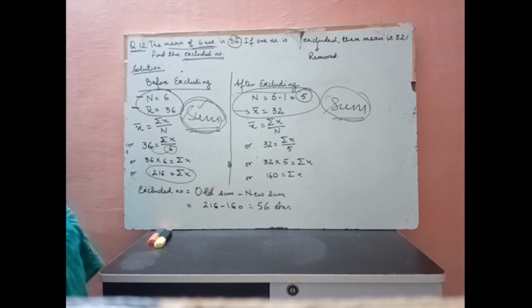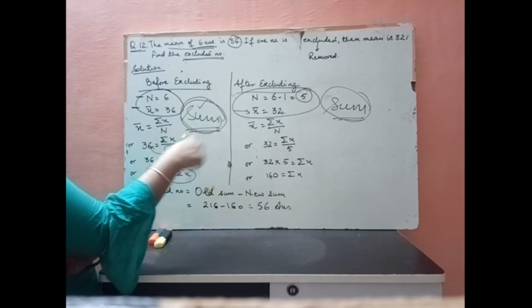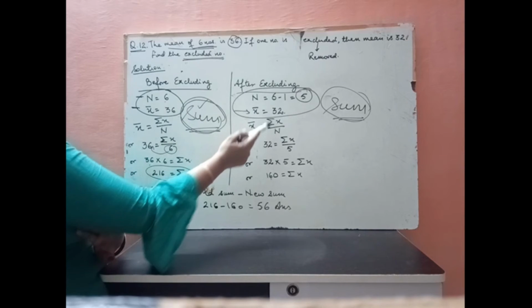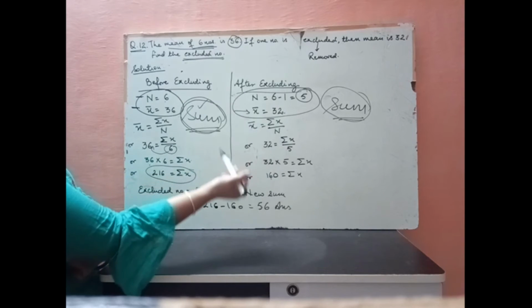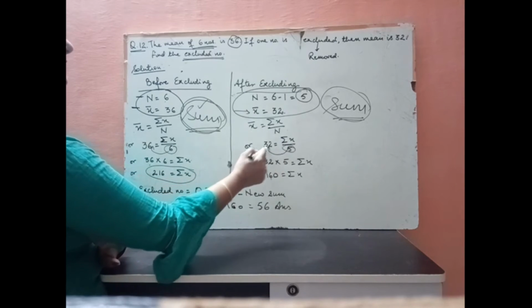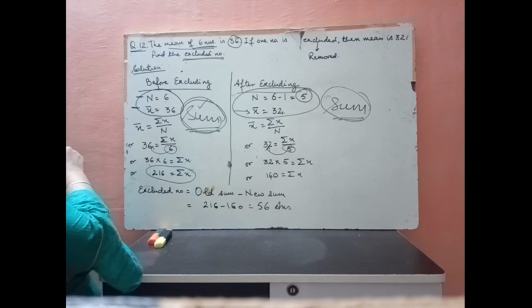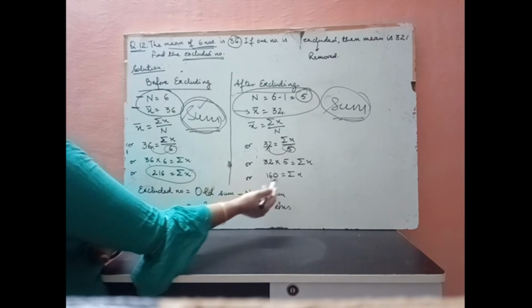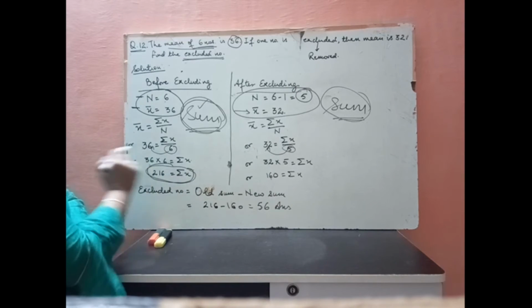Let's go to this side. N is 5. X bar is equal to 32. We will say x bar is equal to sigma x by n. For this also, 32 is equal to sigma x by n. This 5 will go to this side and it will be multiplied on this side. 32 multiplied by 5 is equal to sigma x. We will get sigma x is equal to 160. The sum of all the numbers is 216.